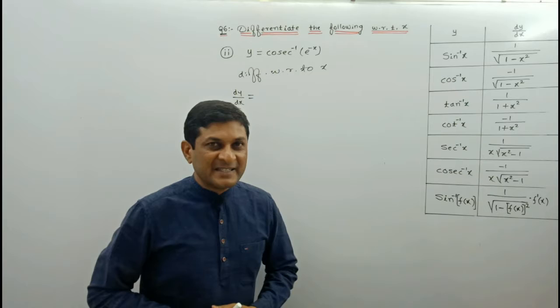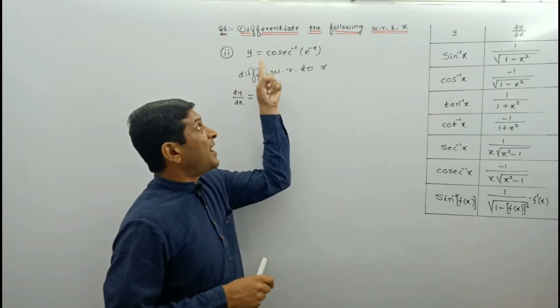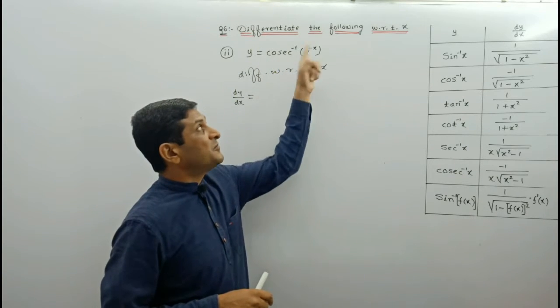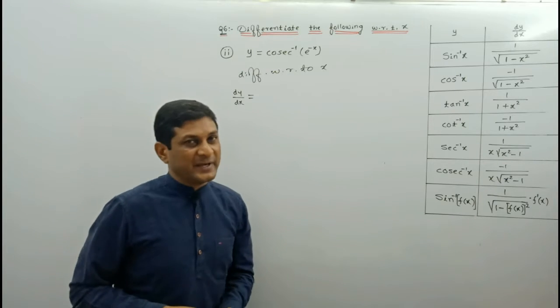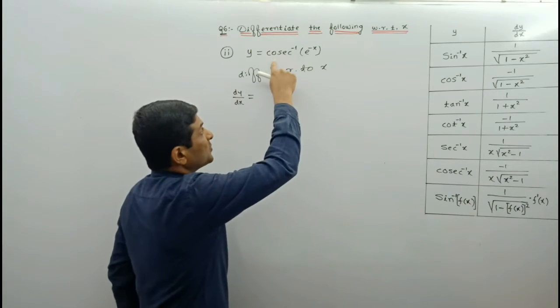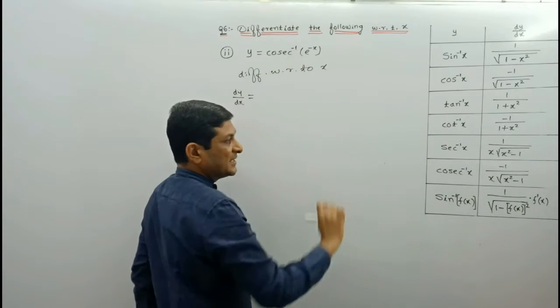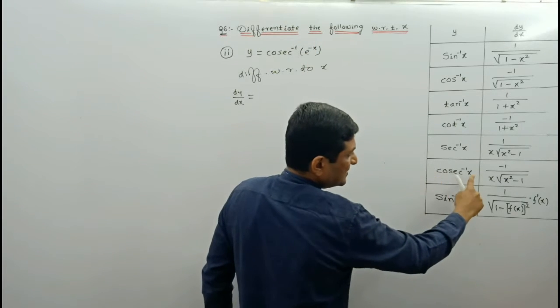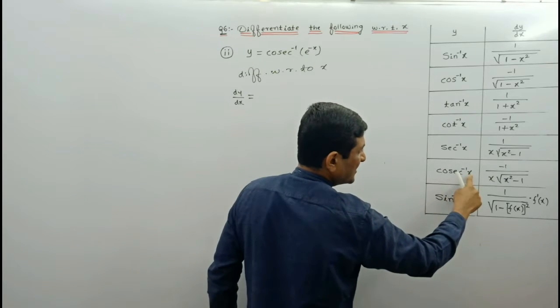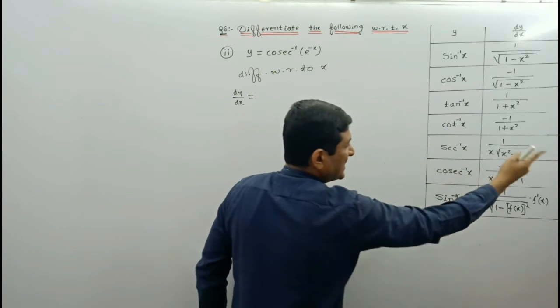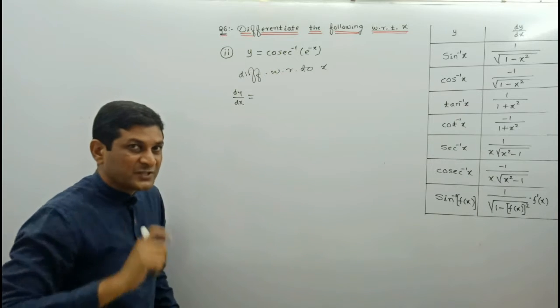So observe the second example. In this case, the given function is y is equal to cosec inverse of e raised to power minus x. We are differentiating it with respect to x. So it is in the form of cosec inverse of f of x. So we have to apply this formula. Just simply instead of x another term appears, meaning f of x appears. On this side also replace x by f of x and multiply by its derivative, since the function is a composite function.